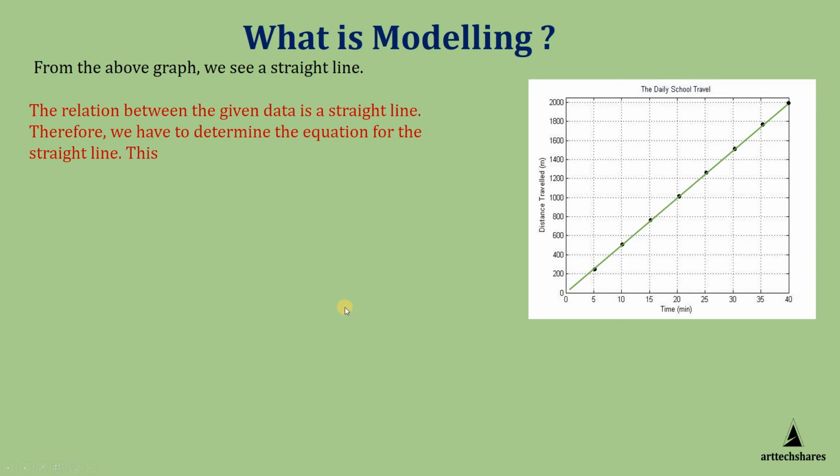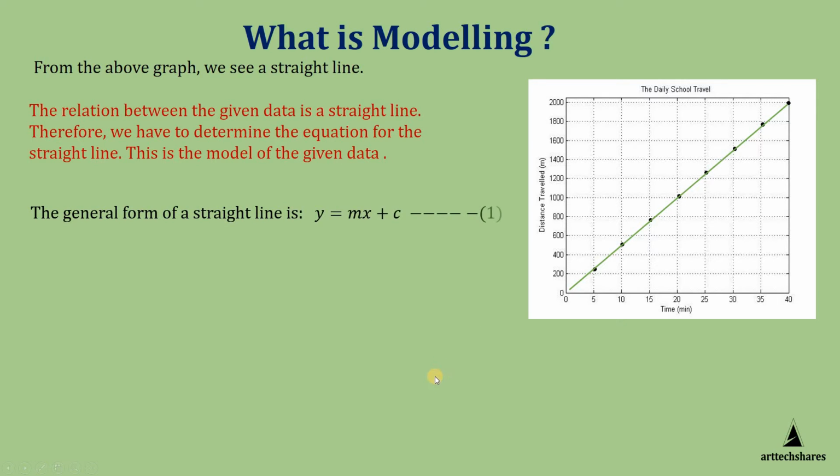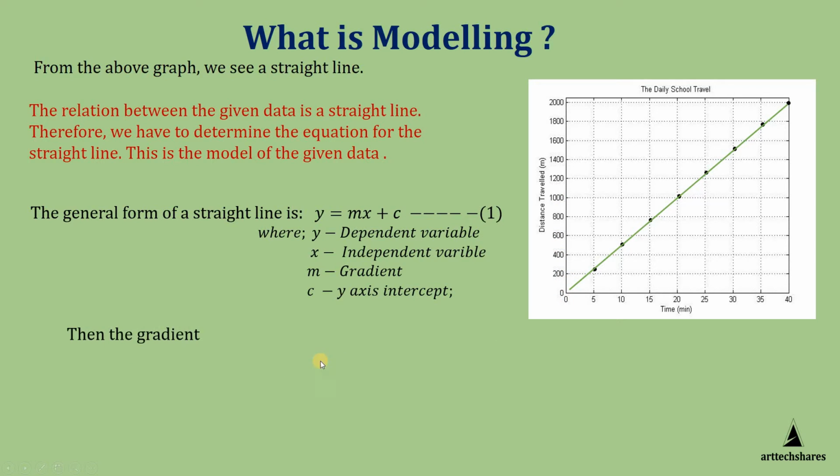So the general form of a straight line is given by y is equal to mx plus c, where y is the dependent variable, x is the independent variable, m is the gradient, the slope of the line, and c is the y-intercept, where the line crosses the y-axis. And then the gradient is given by m is equal to y2 minus y1 over x2 minus x1.